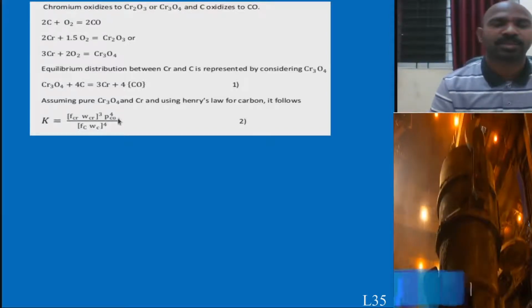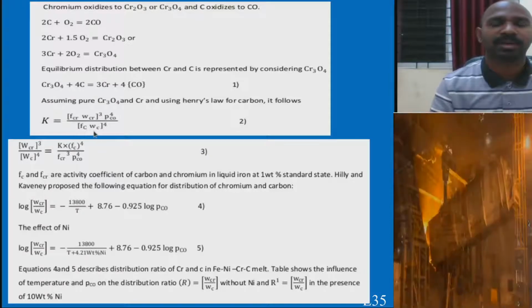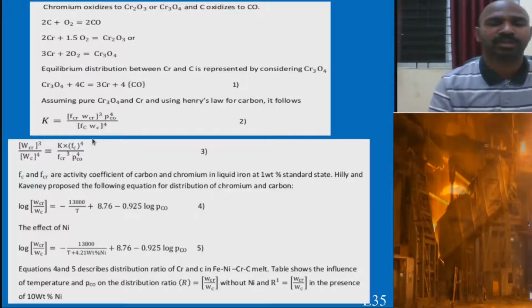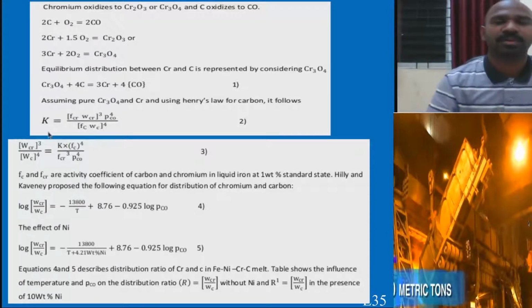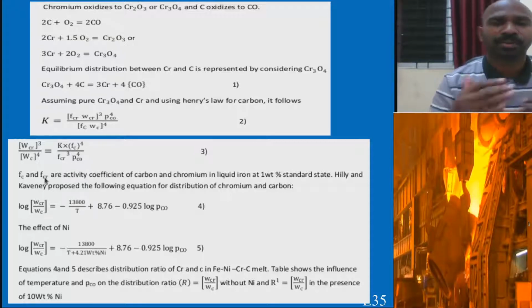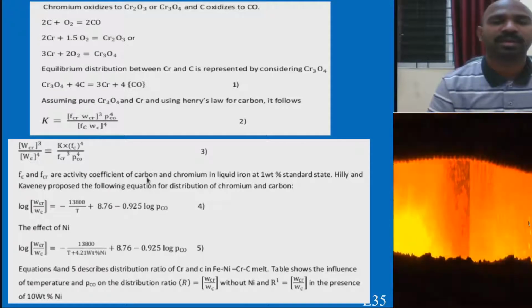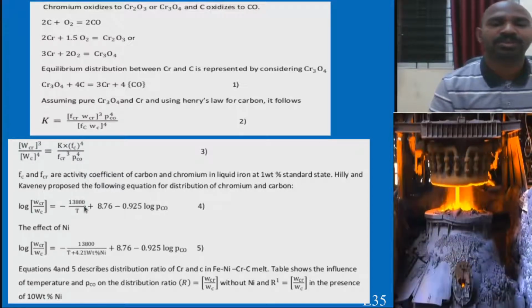Since CO is a gas, you will take it in terms of partial pressure, and if you just rewrite or rearrange these terms, you will get the chromium to carbon ratio, taking all other things to the right side. These fCr and fC are the activity coefficients, or Henrian coefficients, with the assumption of a 1 weight percentage standard state, and a few assumptions and equations were given.